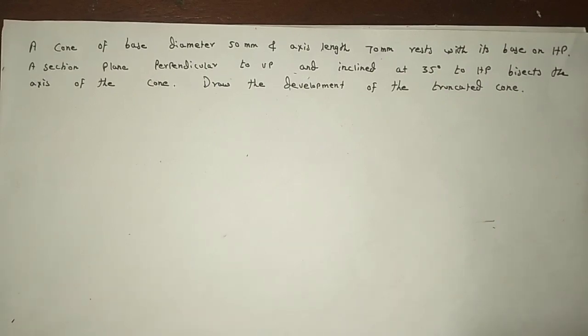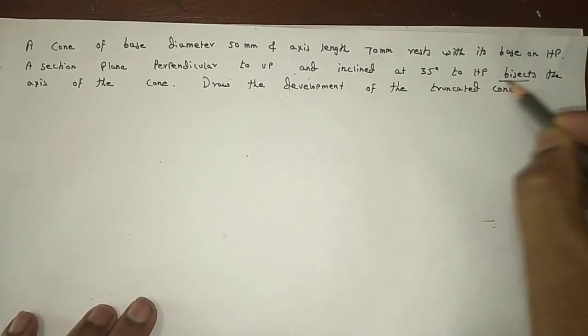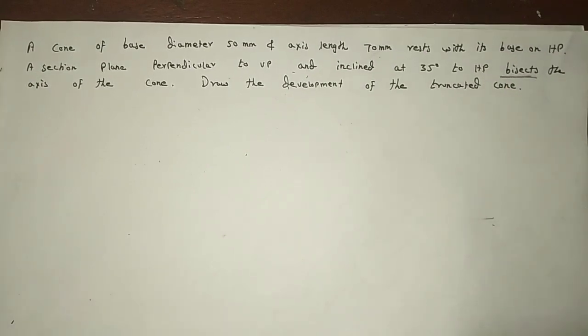The question is, the diameter of the cone is 50 mm and the height is 70 mm. It is resting on horizontal plane. And after that, the cone is sectioned at an angle of 35 degree to HP, and the section plane is passing through the axis exactly at the center. So the term bisect is given. They are asking draw the development of the truncated cone.